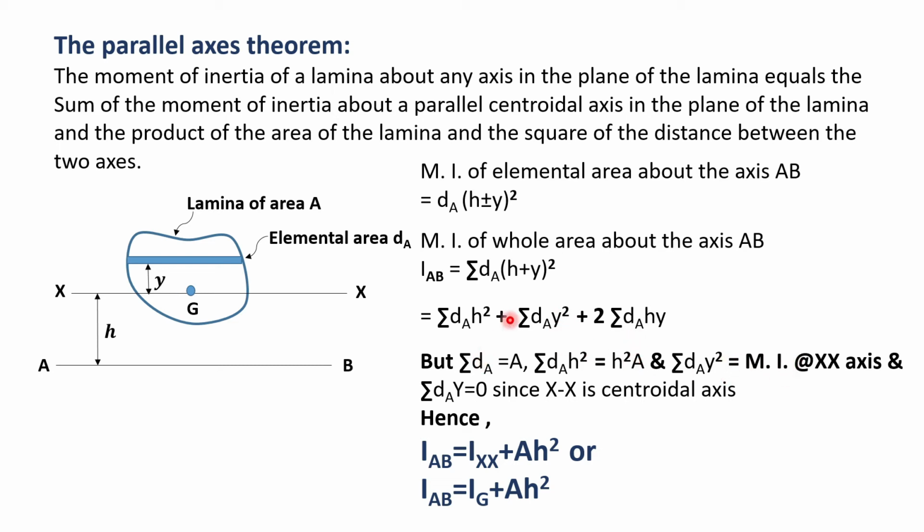Moment of inertia about the x axis, dI into y square, dA into y square. And for this term, since sigma y dA is 0, because it is passing through this same axis, since x is the centroidal axis, this distance is 0. So what we get here are two terms only: I_AB is equal to I_xx plus A h square, or if we denote the centroidal axis moment of inertia as Ig, then we get this final formula.